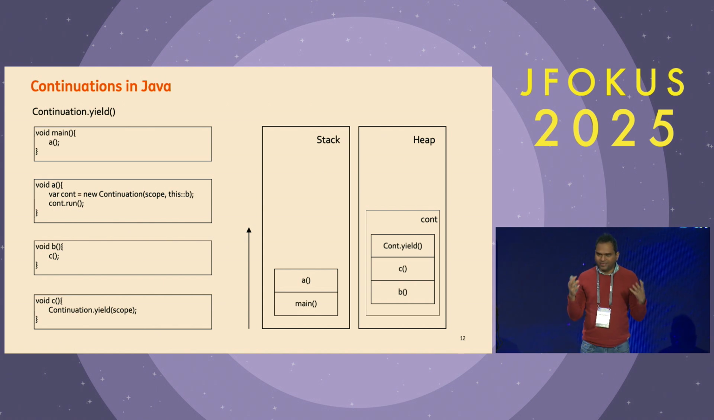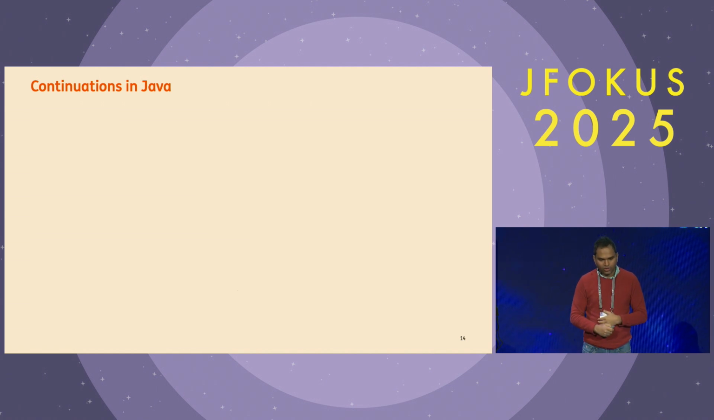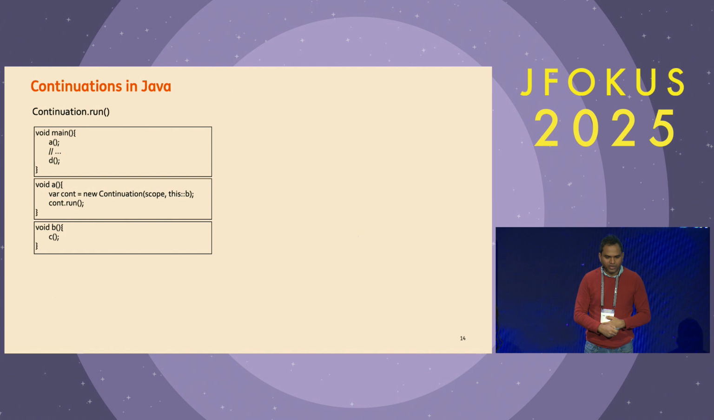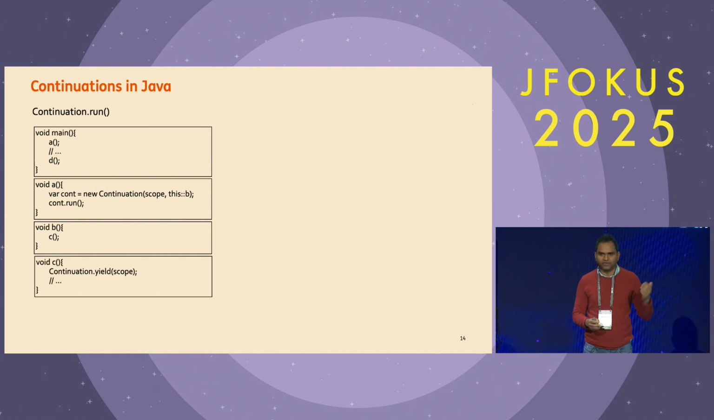OK, so this explains how the runnable is getting paused. But how is the runnable getting resumed? Well, we look at the same example, but we extend it a little bit more. So here we explore the continuation.run call. Again, we have the same method main, which calls method A. But after that, it also calls method D. And we have the same methods A, B, and C, doing exactly the same things as we did in the previous slide. And we have method D as well.